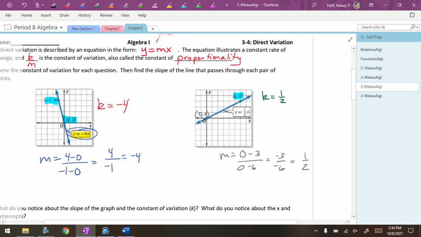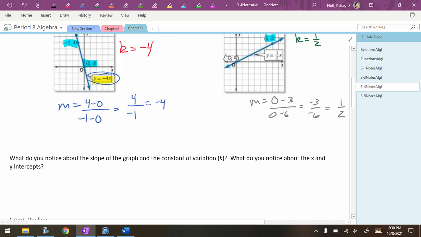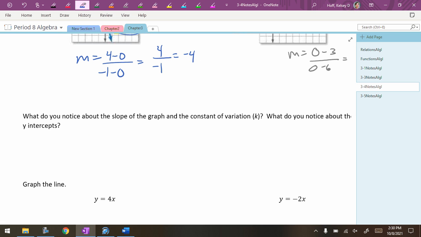Now, what else do you notice about these two graphs that they have in common? They both go through the origin. That's also a huge part of direct variation. So what do you notice about the slope of the graph and the constant of variation? K and m are the same. Your constant of variation, or in other words, your slope, are interchangeable.